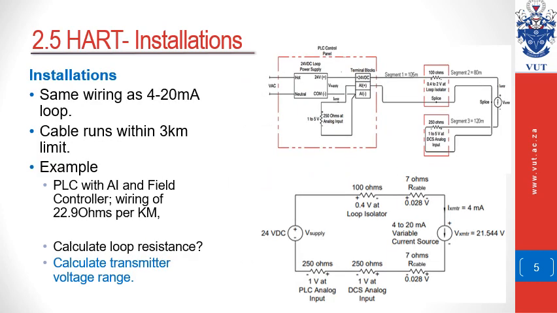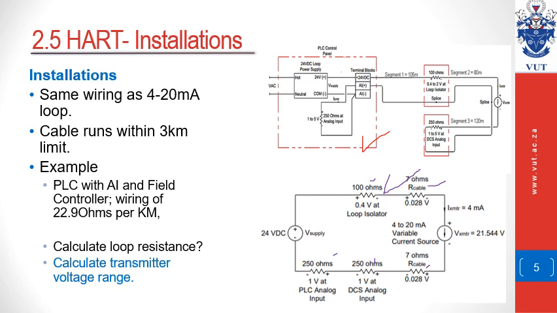Now, we can see that this circuit can be drawn as its equivalent circuit, which is shown here below. This simplifies our circuit in the sense that we can see all of the resistances: the 100 ohm, the 7 ohm of one side of the cable, as well as the 7 ohm of the return side, the 250 ohms of the analog input in the field, and the 250 ohms of the analog input in the control panel.